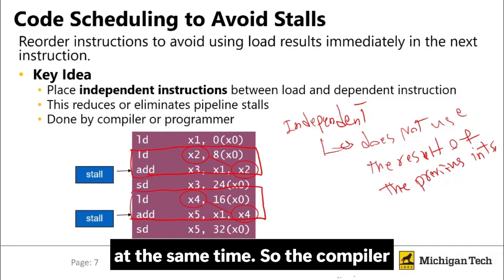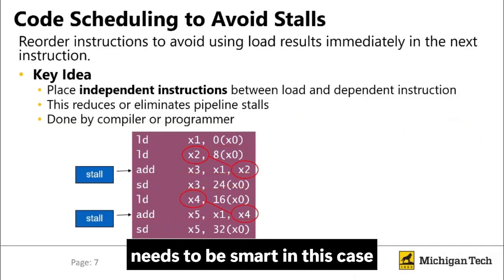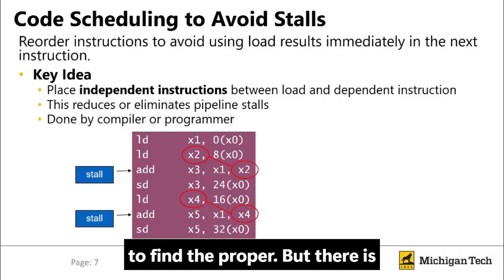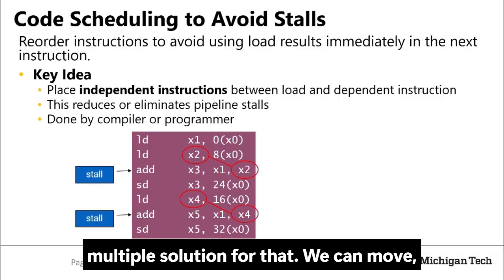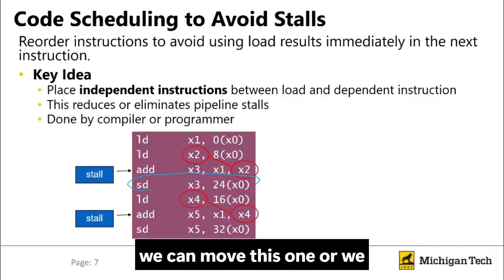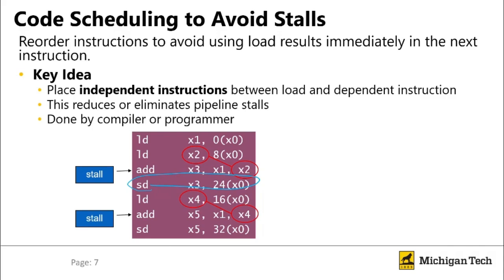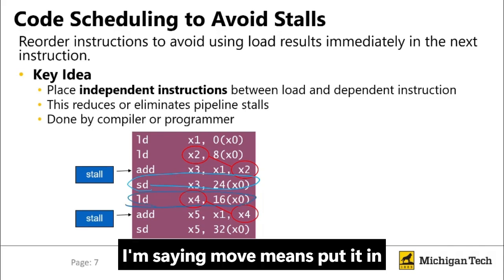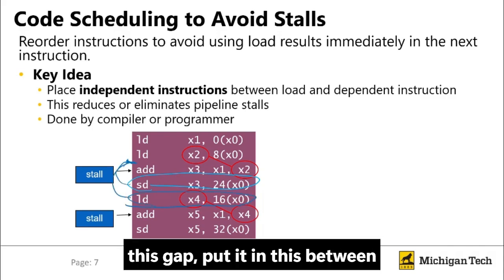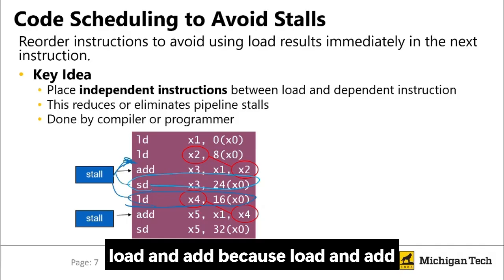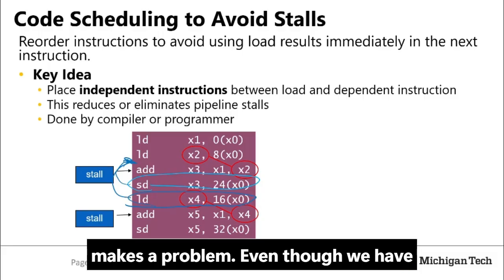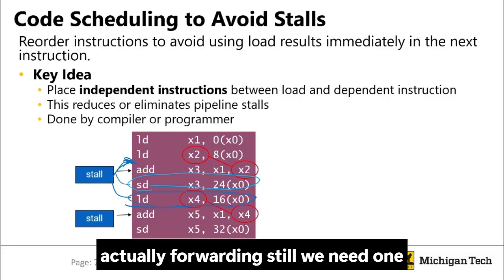So the compiler needs to be smart in this case to find the proper one. But there is multiple solution for that. We can move this one, or we can move this one. I'm saying move means put it in this gap, between load and add, because load and add makes a problem. Even though we actually have forwarding, still we need one stall.